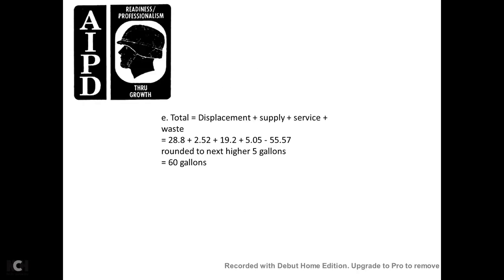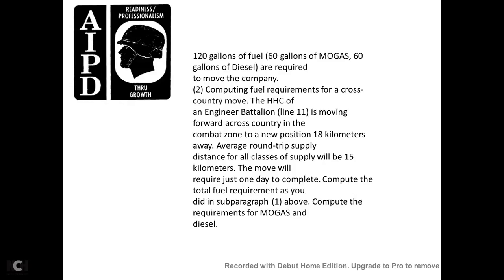The waste is 10% of displacement, supply and service: 10% times the sum of 28.8 plus 2.52 plus 19.2 equals 5.05 gallons. Total displacement, supply, service and waste: 28.8 plus 2.52 plus 19.2 plus 5.05 equals 55.57. Rounded to the next higher 5 gallons is 60 gallons. That is 120 gallons of fuel, 60 gallons of mo gas and 60 gallons of diesel required to move the company.